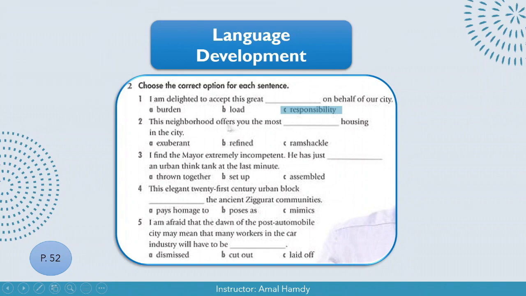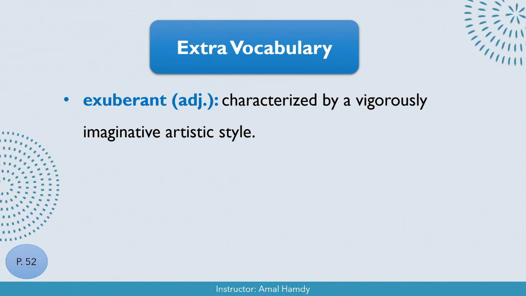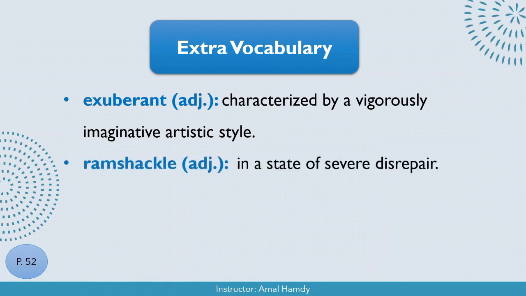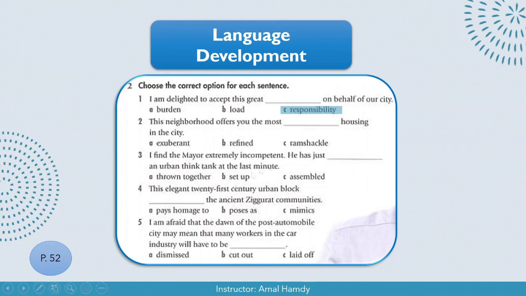Number 2, this neighborhood offers you the most exuberant, refined, or ramshackle housing in the city. Exuberant is an adjective and it means characterized by a vigorously imaginative artistic style. So it's very grand. If we are talking about a person, if I say Sarah is exuberant, then it means lively. And then we have ramshackle, which is an adjective and it means in a state of severe disrepair. So in number 2, the best answer would be refined because it's just a house. So it's probably not that exuberant because it's not artistic and of course it's not ramshackle.